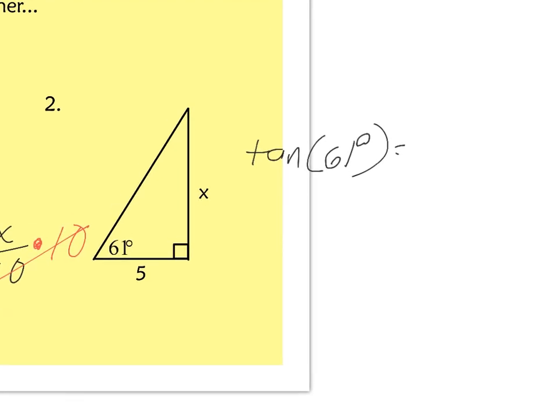Alright. So, I now have to set up the actual ratio of sides. Opposite over adjacent. Opposite is x, adjacent is 5. And again, I've got that number on the bottom. I'm trying to get x by itself. So since I'm dividing x by 5, I'm going to multiply by 5 to get rid of it.